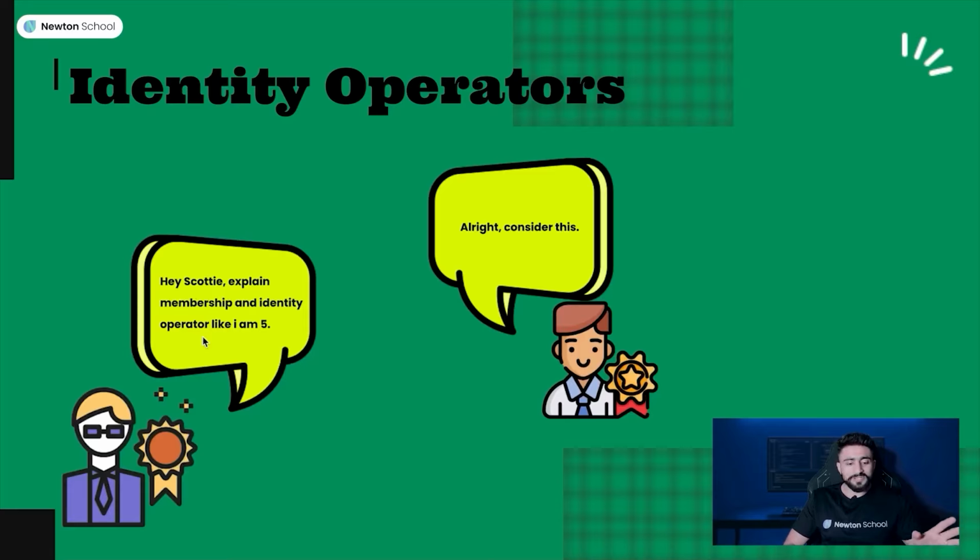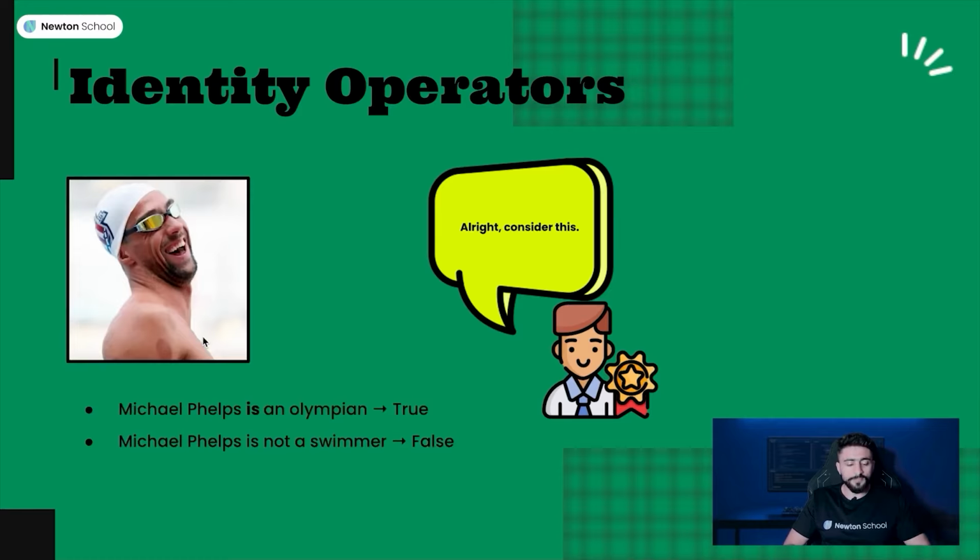So let's explain membership and identity, because we have just seen both of them. If we see this, Michael Phelps is an Olympian, 'is'. You will say true because it's true. It's part of it. You can compare it with this example. Michael Phelps is not a swimmer, it will become false. Why? Because he is a swimmer. Now if you are saying 'is not a swimmer', it will be false. So it's just similar to this example.